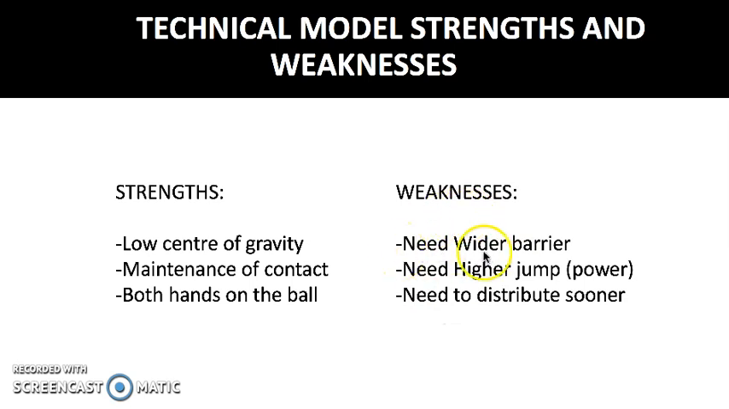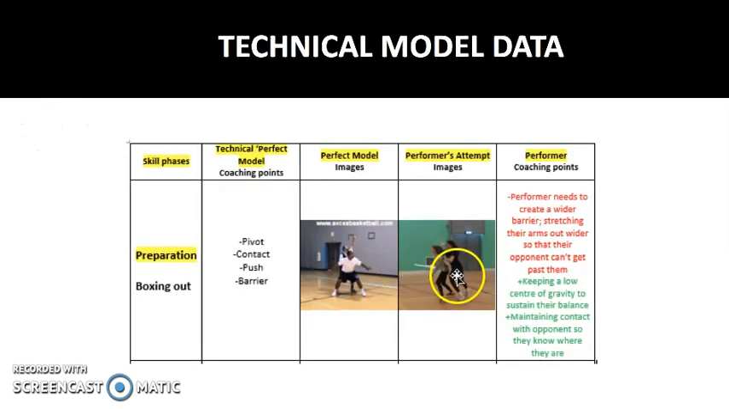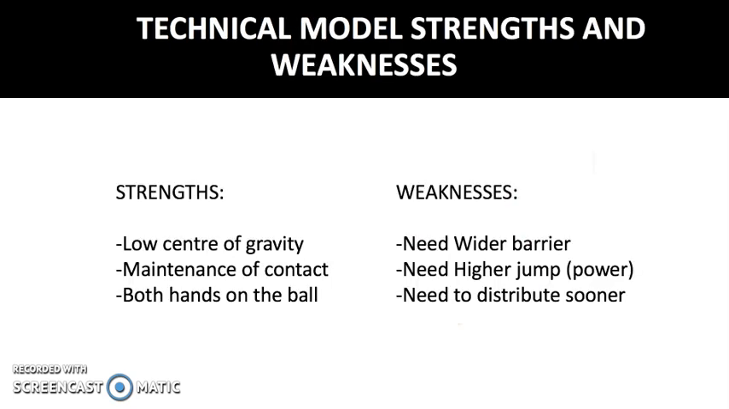Their weaknesses, however: in that preparation phase they do actually need a wider barrier. They're not spreading their arms out wide enough, as you can see here. Their arms are actually quite close to their body. They need to be spread out a lot more, and their legs need to be spread apart a bit more. So this wider barrier would obviously improve their balance and again mean they wouldn't be pushed off the ball.